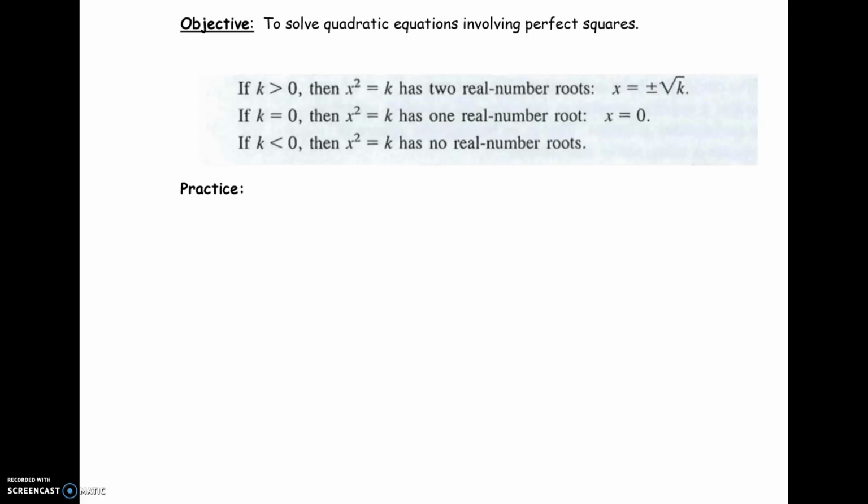So what this is saying is when you isolate your x squared on one side, if your k is greater than 0, then you know you have two real number solutions. It doesn't tell you what they are, but just so you know that that's what you should have. If you isolate x squared on one side and k equals 0, then you have one real root and it's 0. If you isolate x squared on one side and k is less than 0, you're going to have no real number roots or solution because you're going to have an imaginary number, which is something that you'll go into depth in Algebra 2 with. Okay, so let's go ahead and look at some practice of what this means.